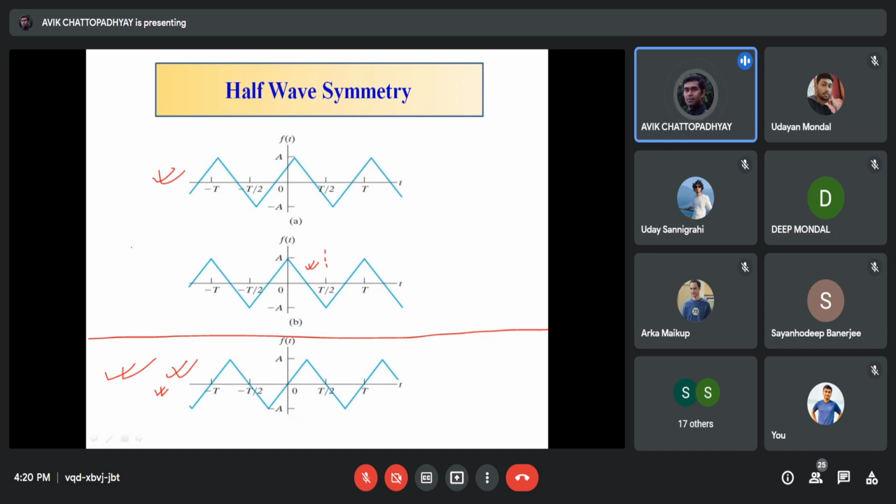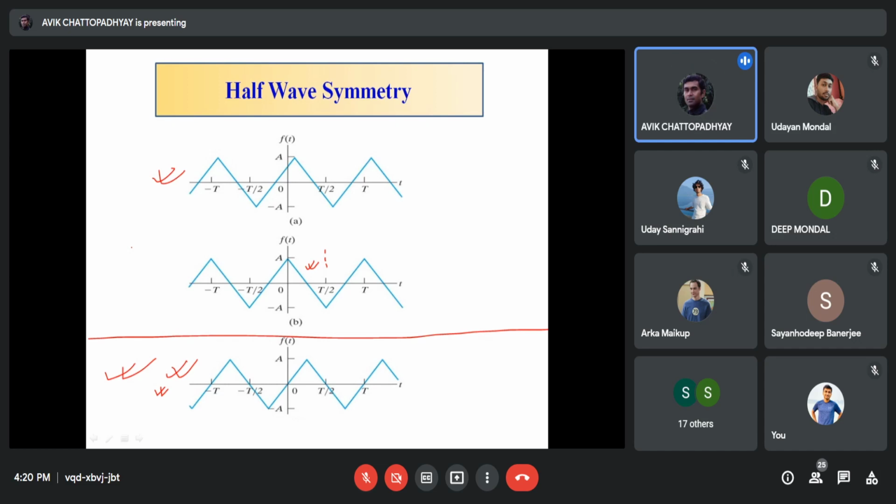First of all, this is an odd function. So odd function means only the sine terms will be present, no doubt. But secondly, it also has that half wave symmetry in the odd sense. That means only the odd ordered sine terms will be present. From the oddness of the signal, we can find that.